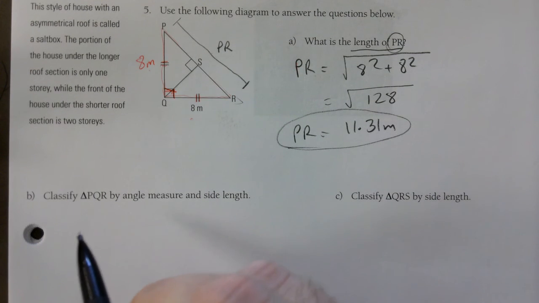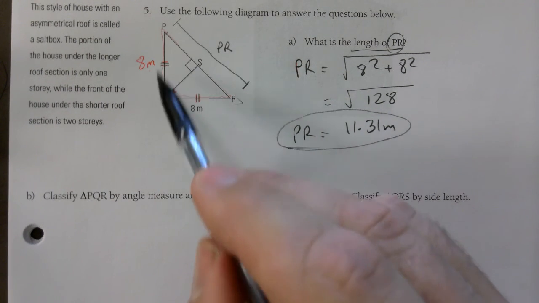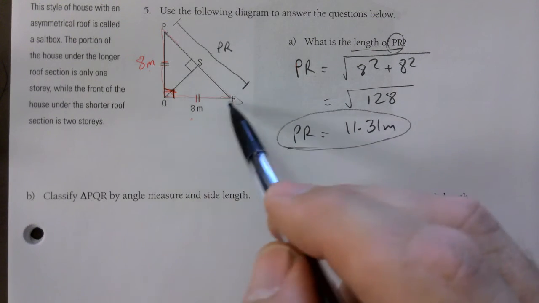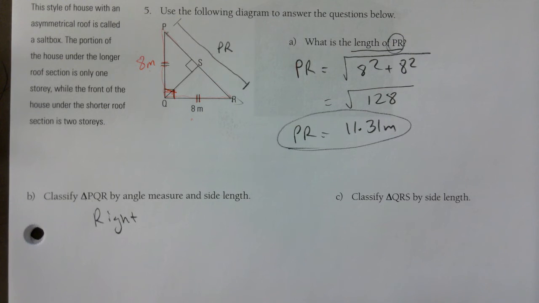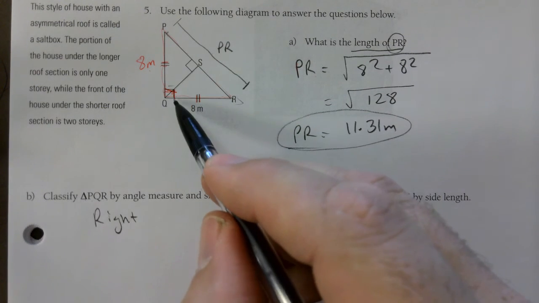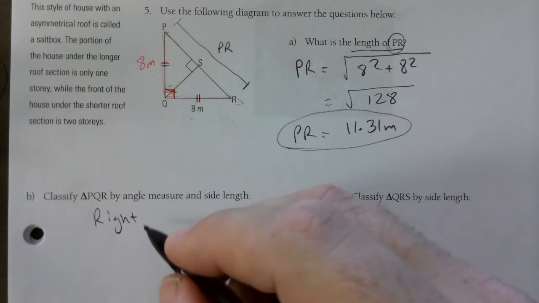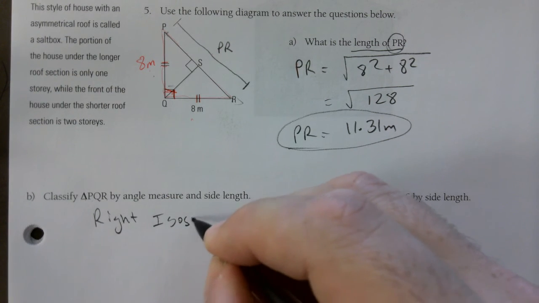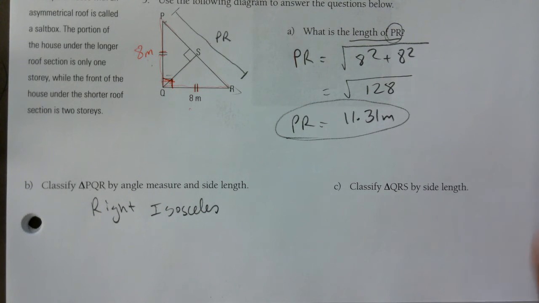So it's saying classify triangle PQR. So PQR is this triangle right here, and we know that it is a right, because of this, it's a right triangle. And what else? Isosceles, right? Okay. Perfect. So that's taken care of.